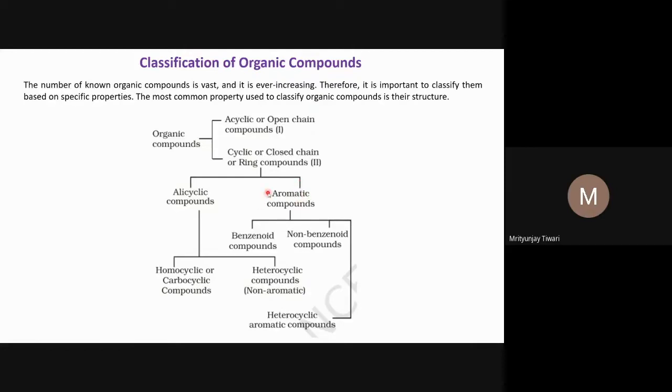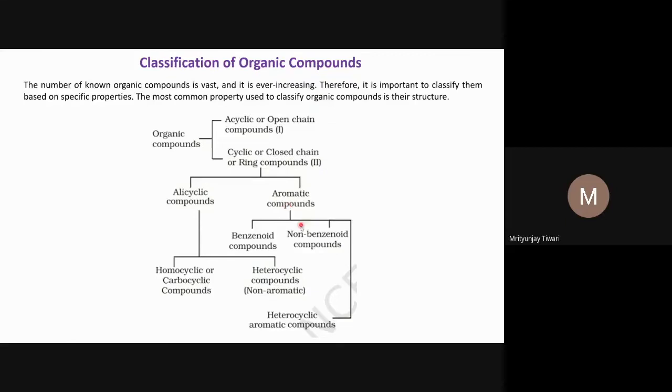Then there is another part of the cyclic or closed compounds: aromatic compounds. Aromatic compounds are compounds having properties similar to those of benzene, or a structure similar to that of benzene. One classic example of an aromatic compound is benzene, and whatever structure benzene has, compounds with a similar structure will be aromatic compounds. We will see the finer details later on.